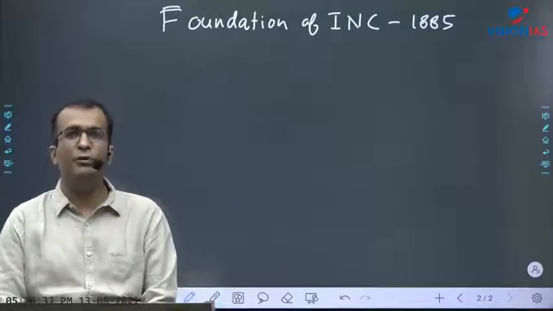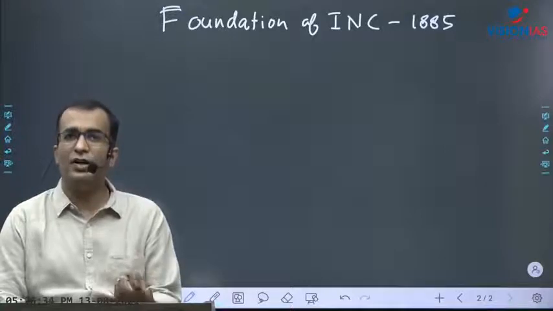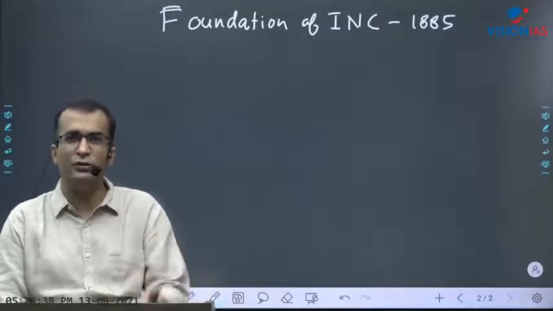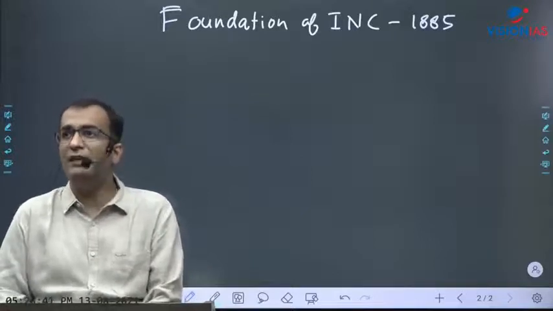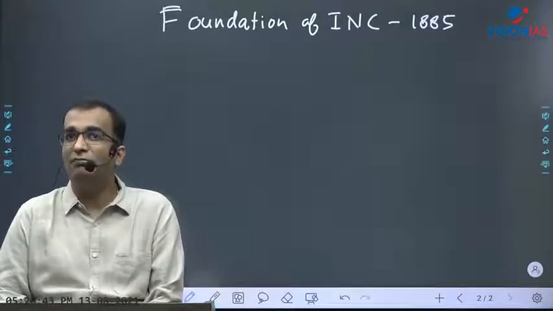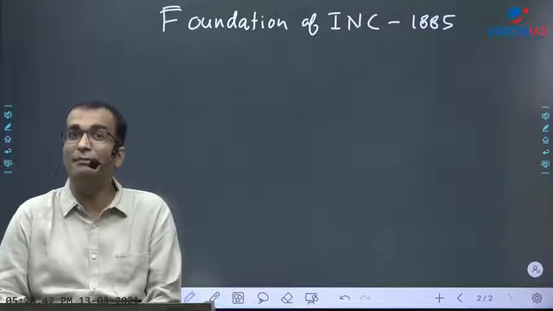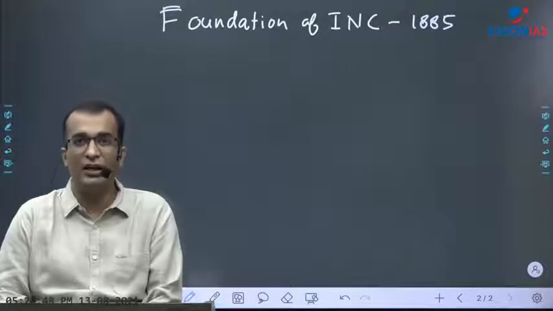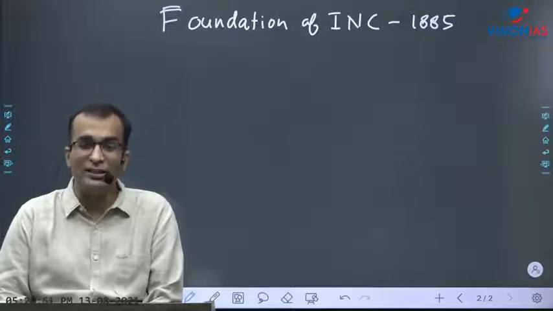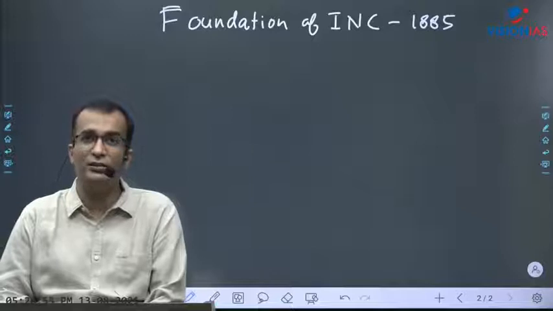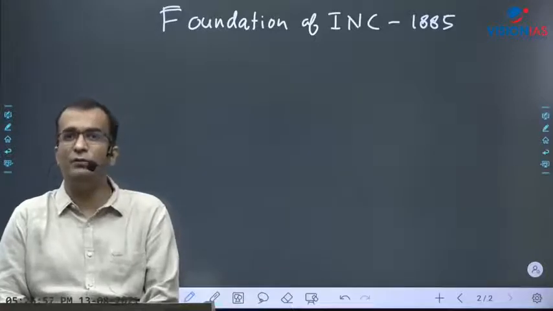So A.O. Hume was working to create an organization, and Indian leaders were also working. But the problem with the Indian leaders was that the British authority in power was not letting them form any big organization or all-India organization. So though the Indian nationalists were striving hard to create a national organization, it was not fructifying.